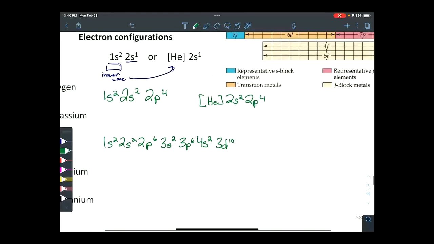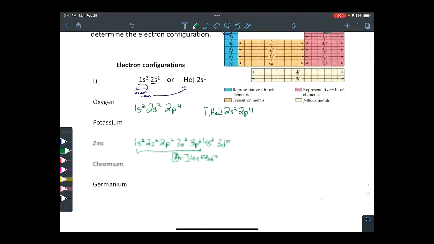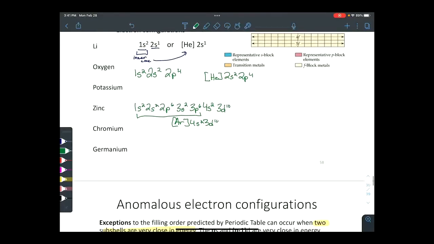And then let's do the noble gas configuration. So you look at zinc and you just work backwards. Our checkpoint is what noble gas? Argon. And so that takes care of everything up to the 3p. So this would be argon, 4s2, 3d10. All of this information is on the periodic table. So let's keep going.